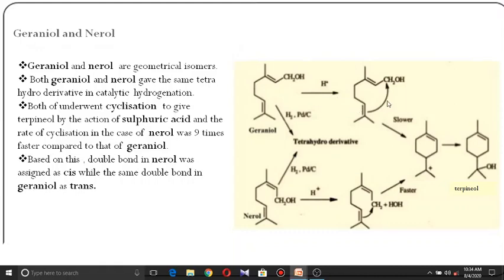In the presence of acid, you can see the cyclization of geraniol. This is the trans form of geraniol, so during cyclization these ends are very far away, and it yields terpineol through this carbocation, and ultimately terpinyl. This reaction is slower in comparison to nerol. You can see here the formation of the carbocation. Nerol is in cis form, so they are nearer to each other, and this cyclization takes place very easily or faster because of this cis form. So we can say that the double bond in nerol is assigned as the cis form, while the same double bond in geraniol is assigned the trans form.